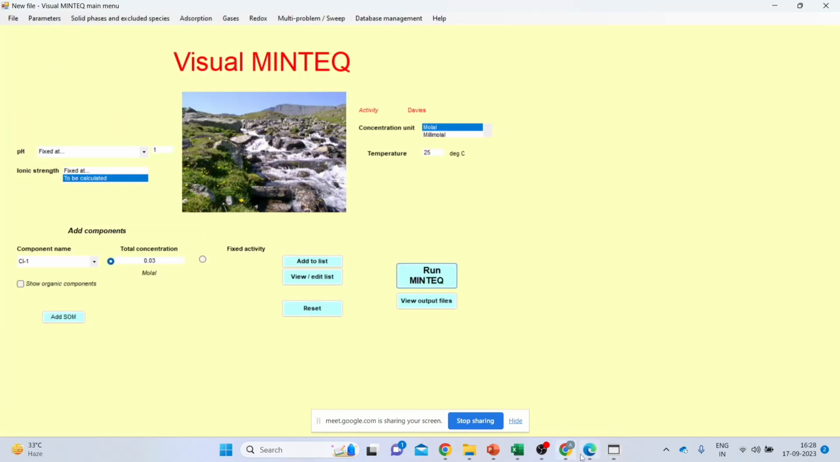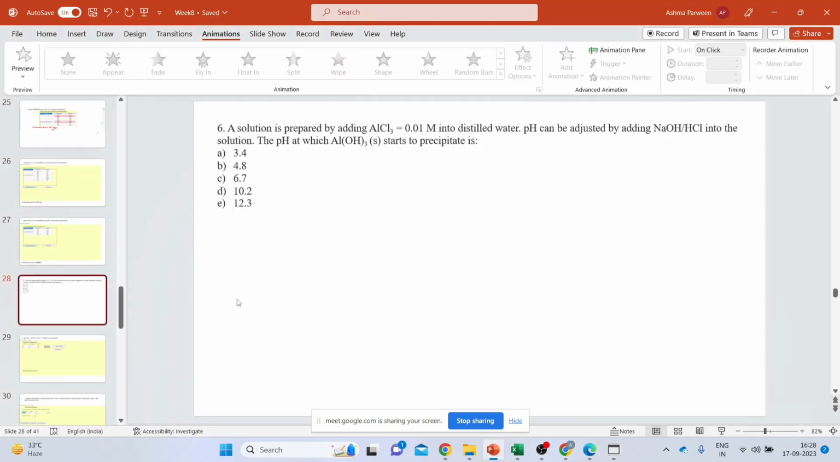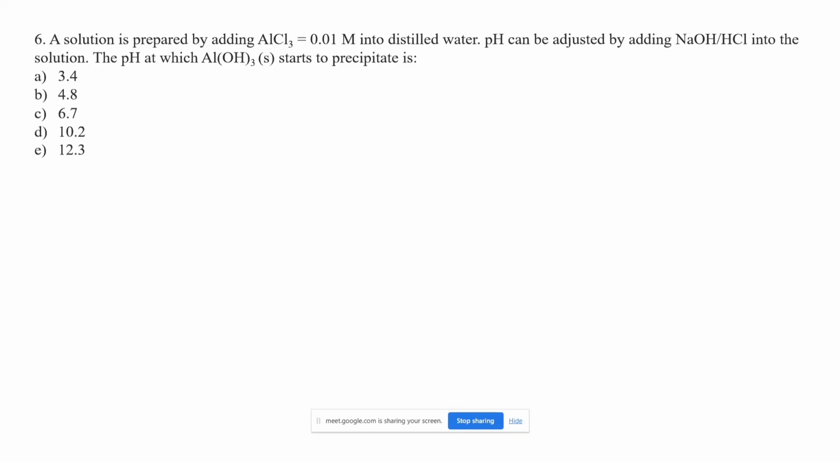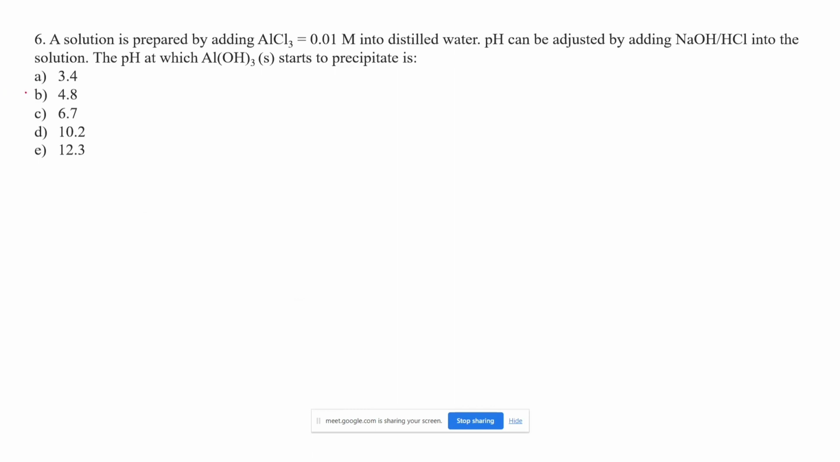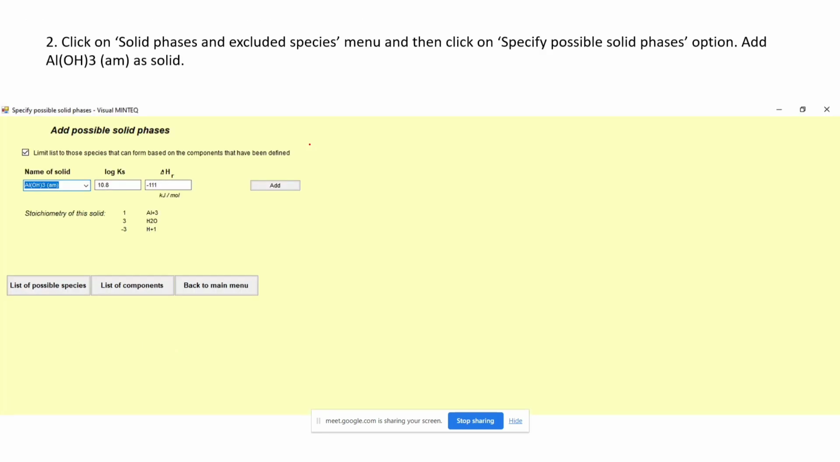So let's go back. So here the options are 3.4, 4.8, 6. So around pH 5, that was between 4.6 to 5, Al(OH)3 was forming. So the correct answer is option B: that at around pH 4.8, Al(OH)3 solid starts to precipitate in this system. Let's move to the next question.